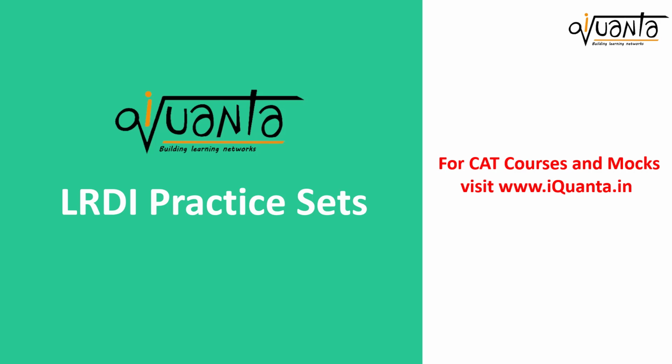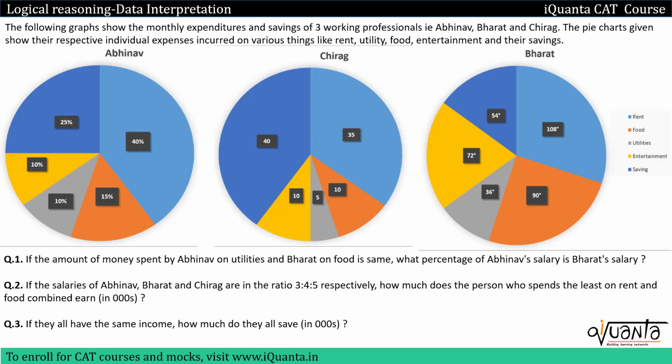Hello everyone. In this video we'll try to solve a DI set which will involve reading data from multiple pie charts and relating them. So the question is, the following graphs show the monthly expenditures and savings of three working professionals, Abhinav, Bharat and Chirag. The pie charts given show their respective individual expenses incurred on various things like rent, utility, food, entertainment and their savings. So we can see that we have three pie charts for Abhinav, Chirag and Bharat.